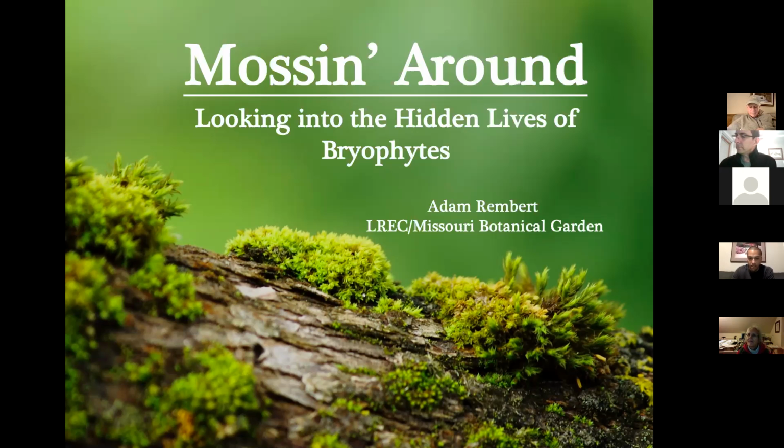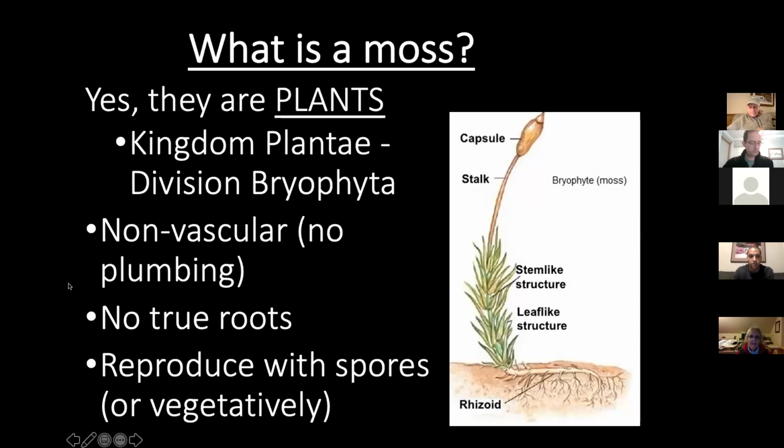So I'm going to start off with the very basics. What is a moss? First of all, they are plants, kingdom Plantae, division Bryophyta. If you've heard the word bryophyte before, that actually refers to a group of 3 different types of organisms, which are the mosses, liverworts, and hornworts. Mosses are the biggest member of that group, and they're what I'm going to be focusing on because they're the ones I'm most familiar with and I've spent the most time studying. But their division is Bryophyta, so that's where the word bryophyte comes from.